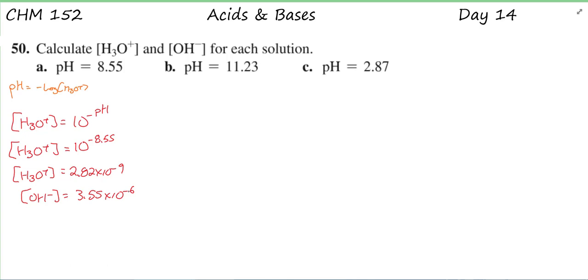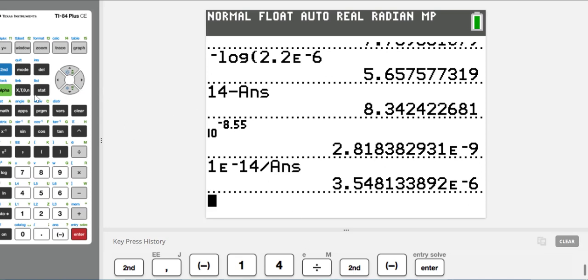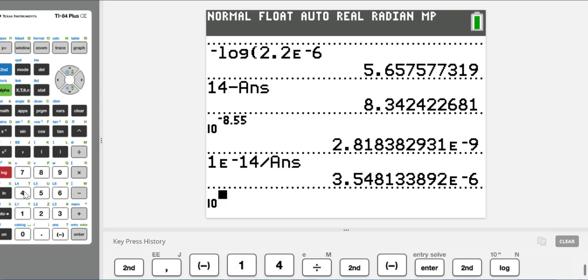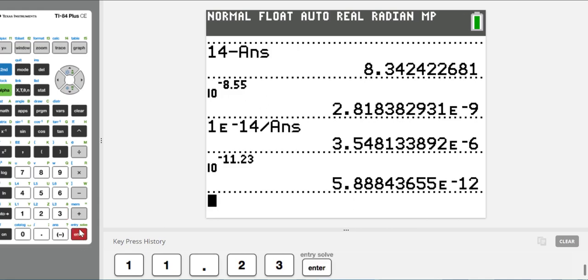4B, pH. So hydronium is 10 to the negative pH, which is 11.23. Hydronium is second log of negative 11.23, and we get there 5.9 times 10 to the negative 12. 5.989 times 10 to the negative 12.